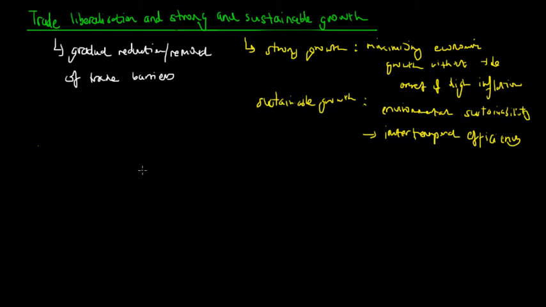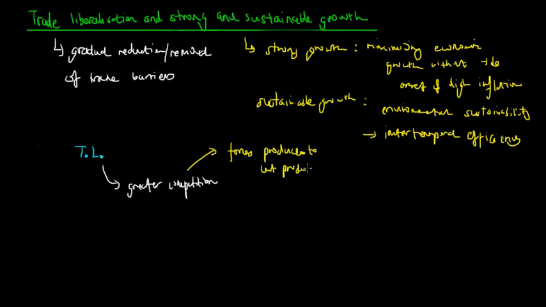Yeah, so let's look at this flowchart here. So we have trade liberalization. The government has adopted this macroeconomic goal of trade liberalization. So what this means is that it leads to greater competition. And as we know, greater competition forces producers, or domestic producers, to cut production costs in order to survive.